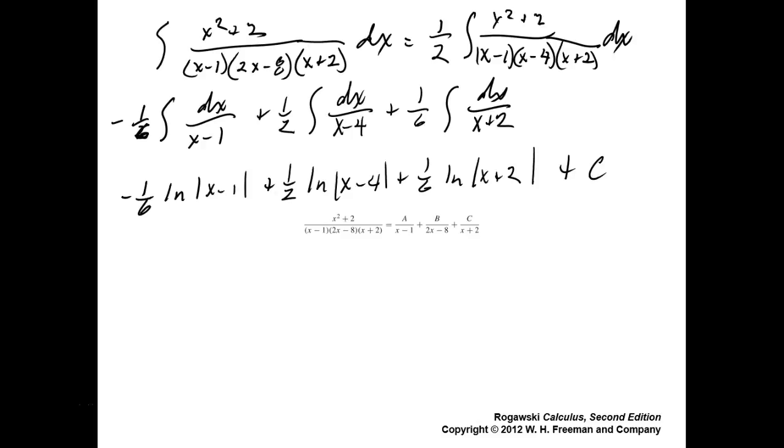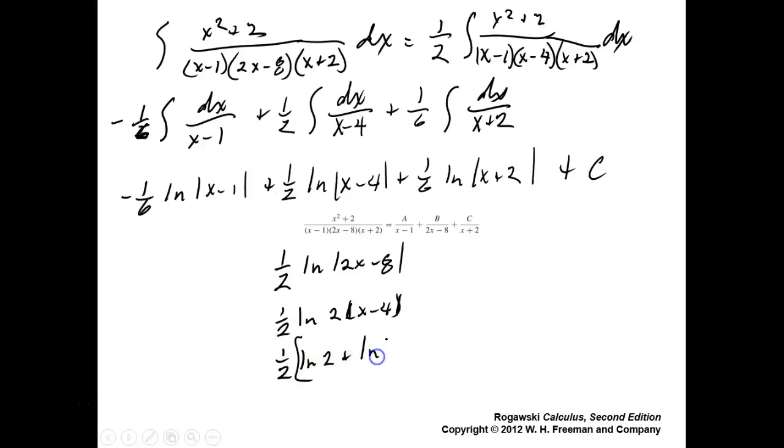Okay, and here's why it's okay. I'll get to it in a second. Plus 1/6 log x plus 2. Okay, now here's the difference in their answer. These answers are the same, but they do a 1/2 log of 2x minus 8, right? Which I'm going to write as 1/2 the log of 2 times x minus 4, right? You can put that in absolute value bars. Well, that is 1/2 log 2 plus log x minus 4. Okay, right?